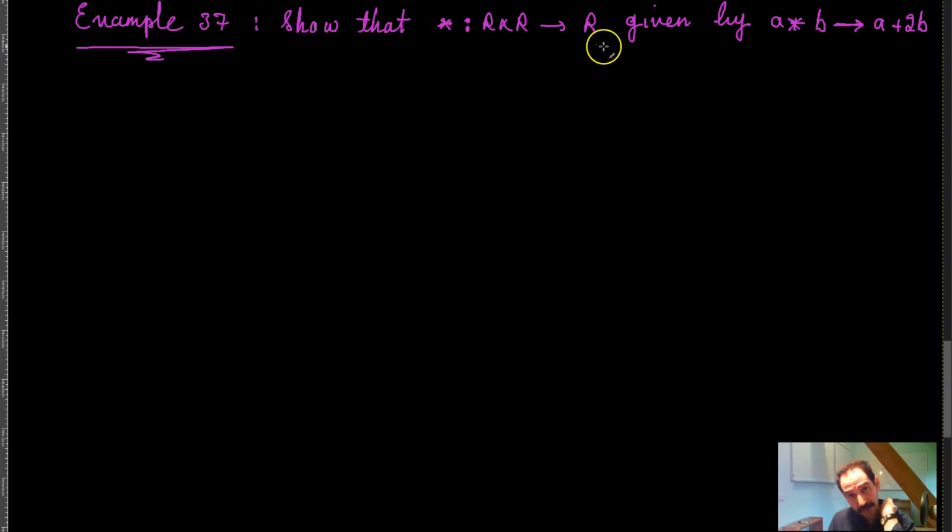We said, show that star, given by A star B is mapped to A plus 2B, is a binary operation on the set R, and the rest of the question is: show that it is not associative. And the solution is, well, of course you need to show that.